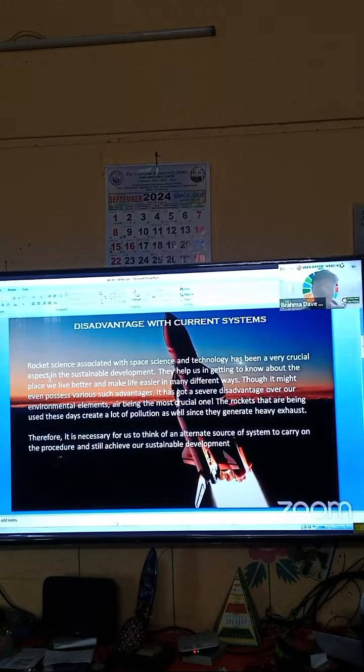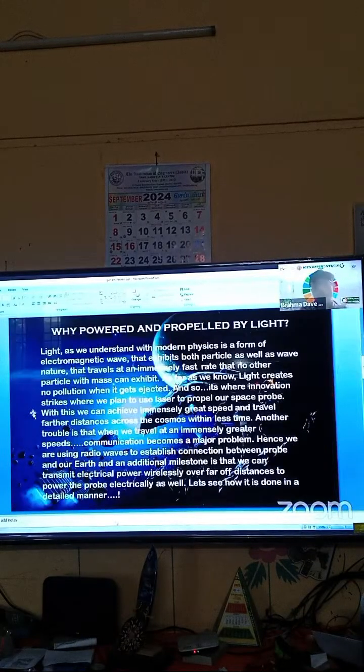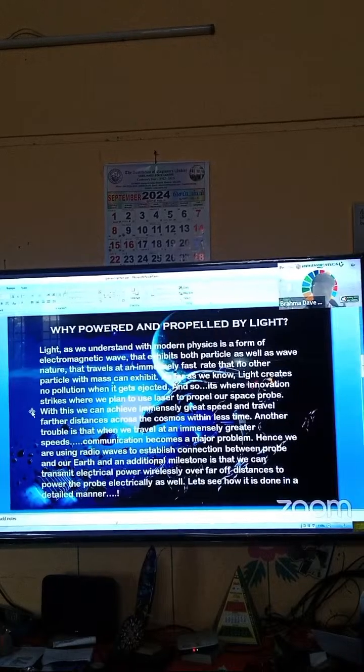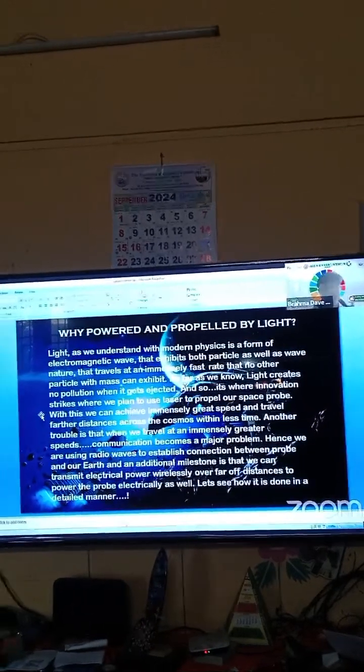To propel our rocket to space, it needs to produce a large amount of thrust, and in turn it also produces a large amount of exhaust, which pollutes our environment. But we also have a solution for that. Before getting to know how we're going to propel and power our space probe with light, we must first know why we're going to do that. So, let's have a basic introduction about light. Let's see what the PowerPoint presentation has for us.